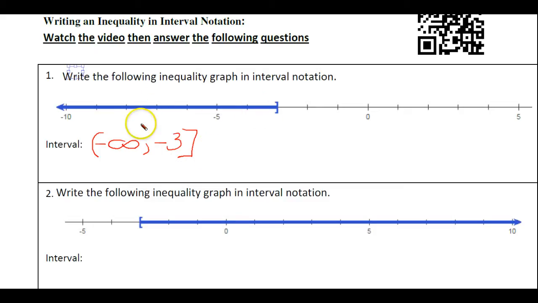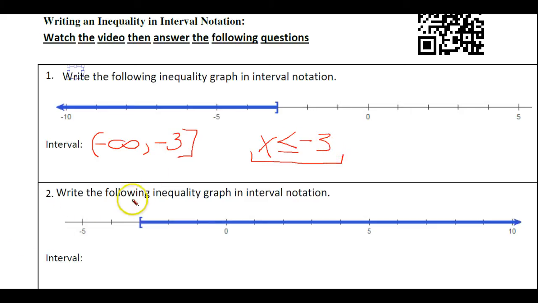Now, you might say, what would be the inequality for this? Well, it would be x is less than or equal to negative 3. So this would be the graph, this would be interval notation, and this would be the inequality expression.